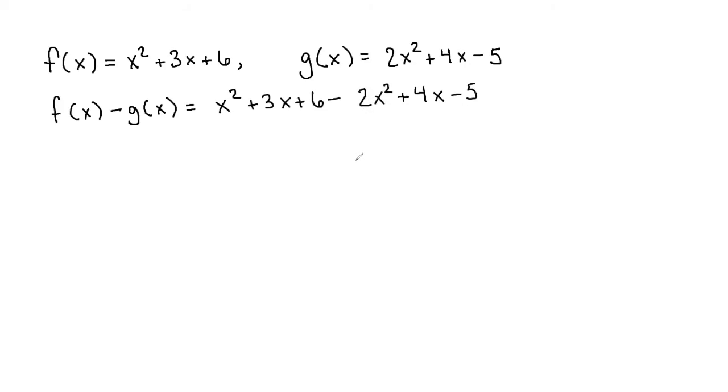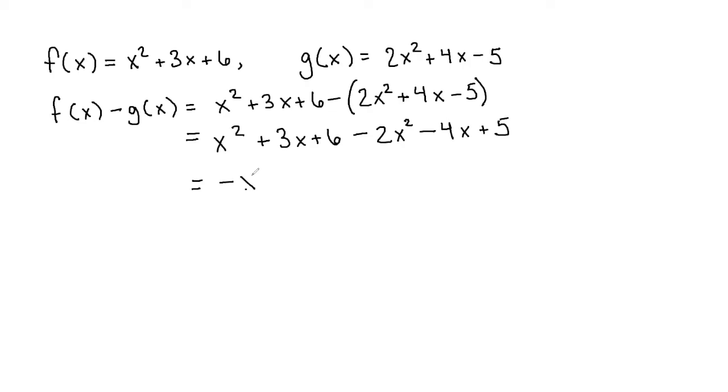What you should do to avoid this mistake is to put parentheses around the entire function g, and then make sure to distribute the negative to all of the terms. So f minus g would then be x squared plus 3x plus 6 minus 2x squared minus 4x plus 5. Then combining like terms gives us negative x squared minus x plus 11.